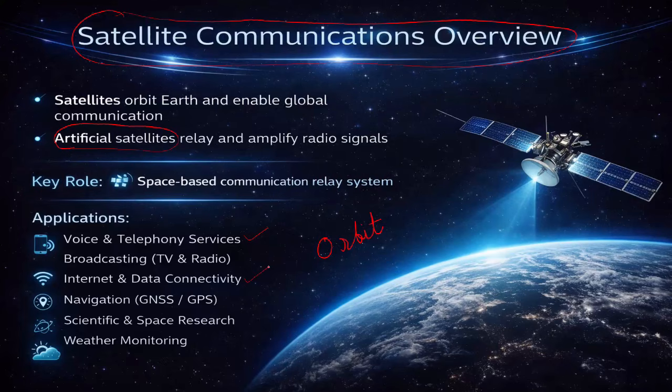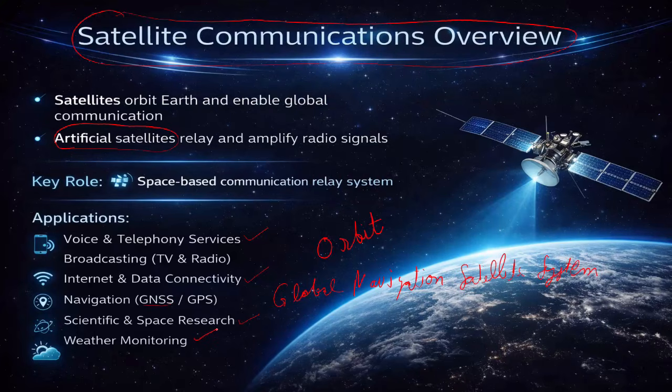Then you have navigation, GNSS and GPS. What is GPS? What is GNSS? GPS, everybody knows. GNSS is the Global Navigation Satellite System. We'll discuss GNSS in detail in the next few slides. Then we have scientific and space research. NTN helps in space research and data collection. And then you have weather monitoring. It helps in meteorology. It is used for weather forecasting and climate monitoring.